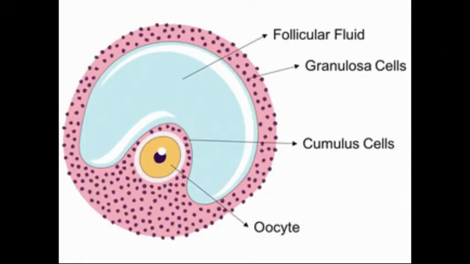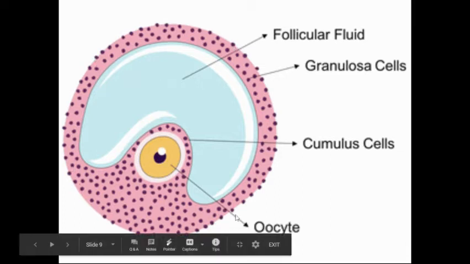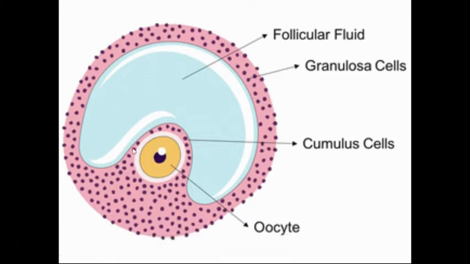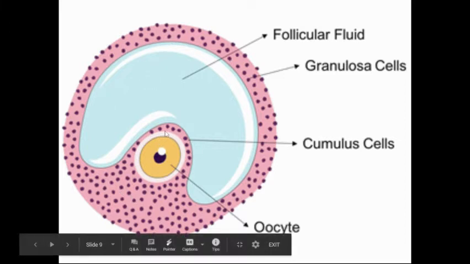So just kind of looking at the parts here, this is going to be a vesicular follicle. In other words, this is along so that it's about ready to be ovulated. So right here, we have a layer of follicle cells that are called granulosa cells. There's another layer of cells here, which were originally granulosa cells. They're now referred to as cumulus cells. And then we have the oocyte itself.